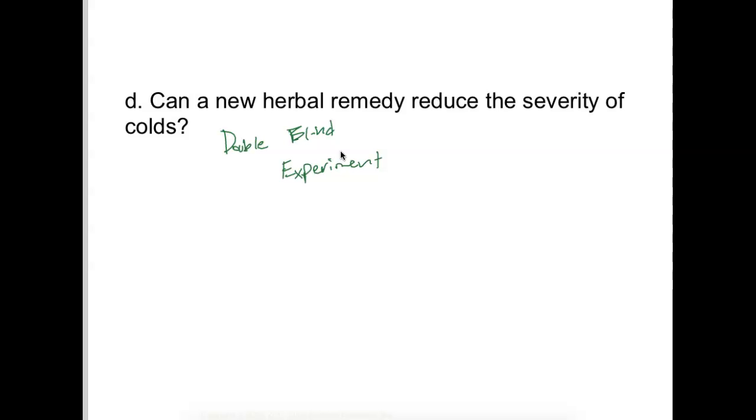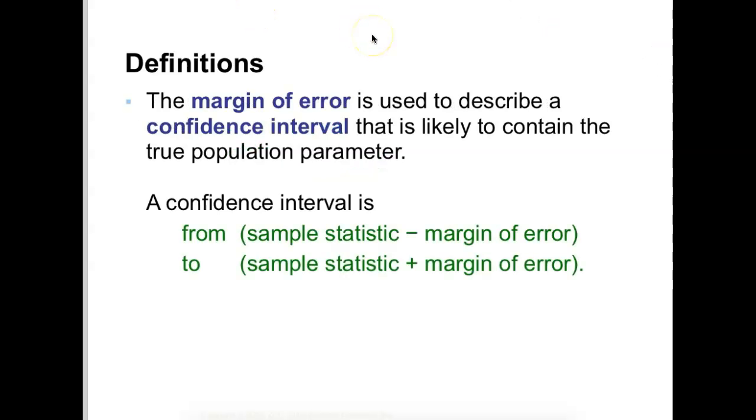So we're getting towards the end here. The margin of error is used to describe a confidence interval that is likely to contain the true population parameter. So the easiest way to think about this is anytime you saw a poll, like a political poll in the last year, that's what we call the confidence interval. Why is this not updating? I'm sorry. There we go.